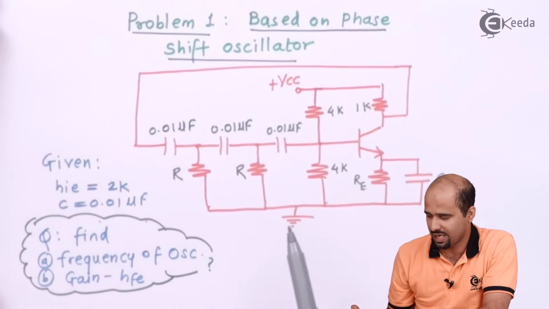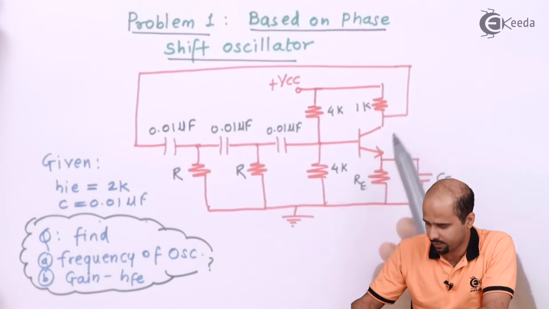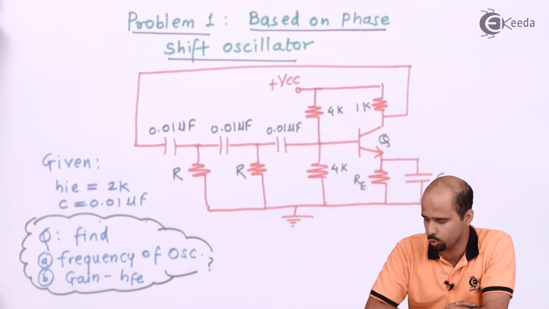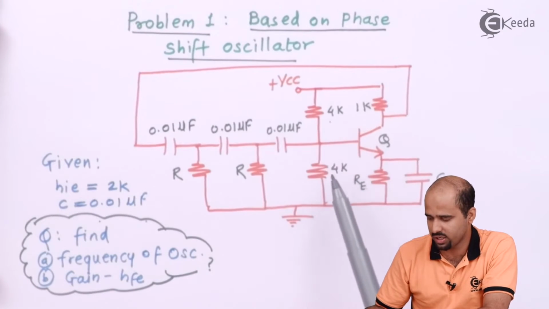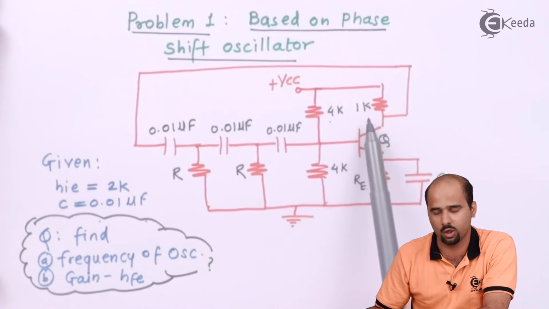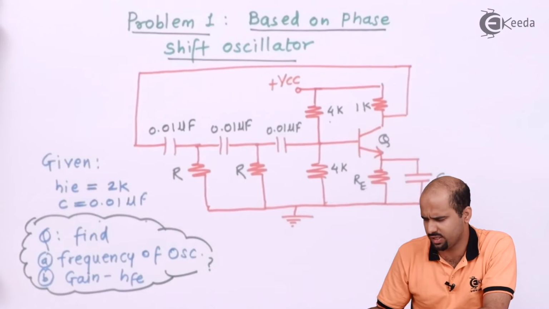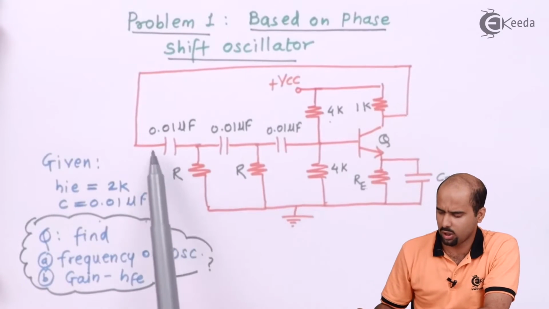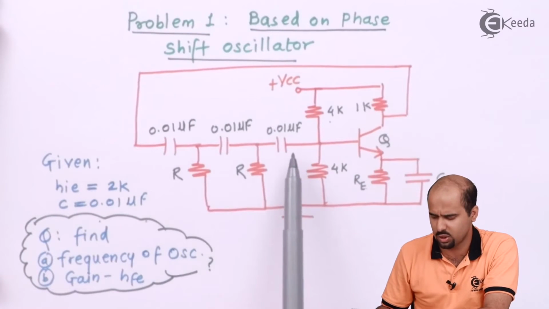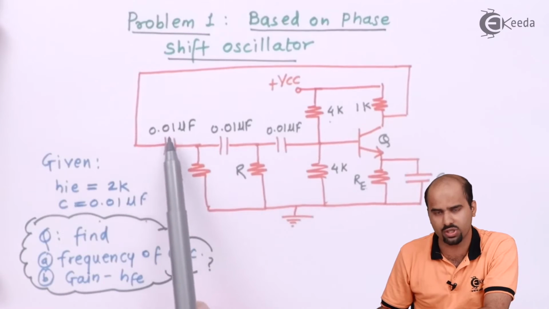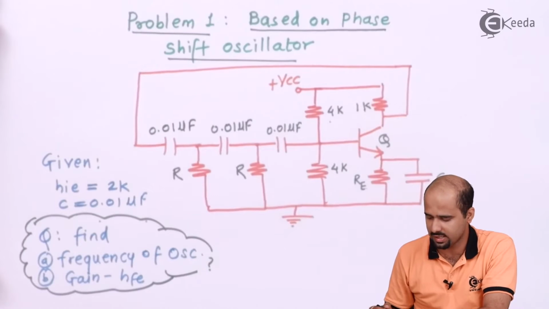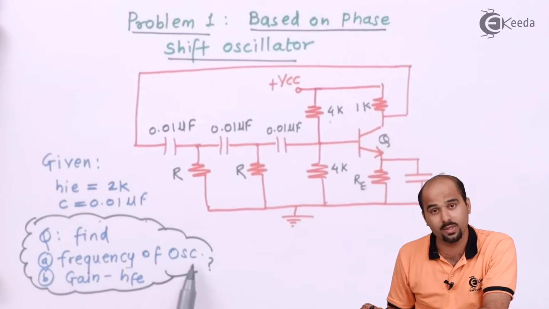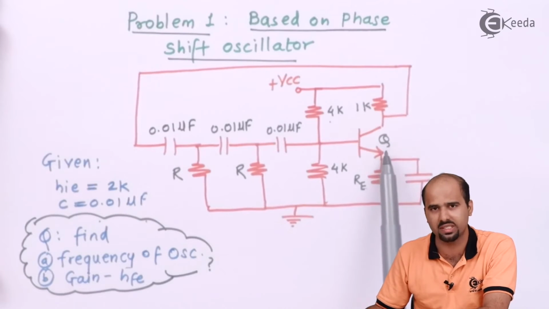On your screen you have the BJT amplifier with transistor Q, in voltage divider bias, having R1 4K, R2 4K, and 1K is the value of RC. The RE value is not given, the CE value is not given, and all the capacitor values are identical, 0.01 microfarad. VCC is not given, and they ask us what is the frequency of oscillation and what is the gain requirement, that is HFE, as far as this BJT is considered.